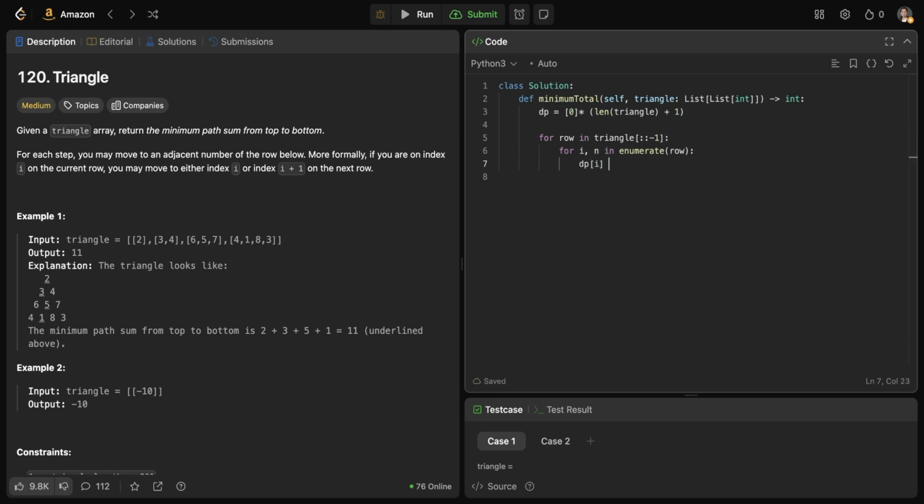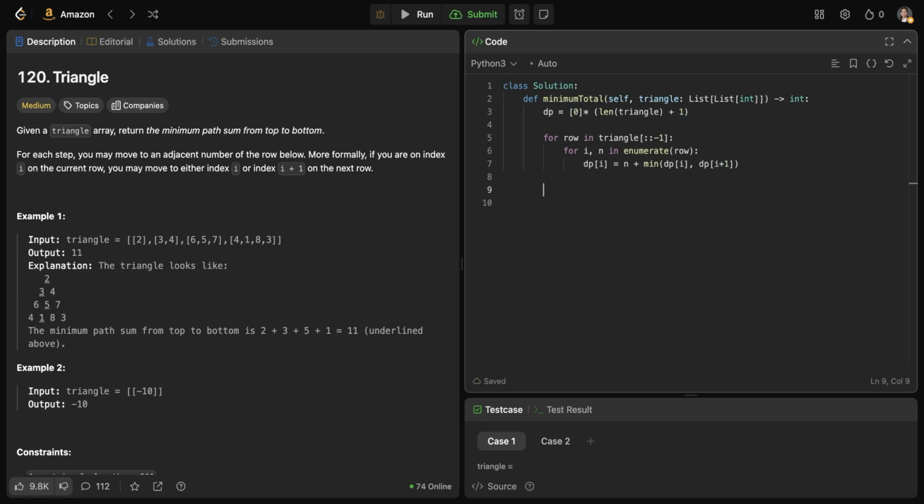So for every row, I will be updating dp[i] by taking the minimum of its children. The children are dp[i] and dp[i+1]. And this minimum I need to add to the current value. The current value is n, which I got from this enumerate. So I'm using the index and the value there. So for i, n in enumerate(row), I'll update dp[i] with n plus the minimum of dp[i] and dp[i+1]. And the entire value I'm storing in dp[i], because I have to keep on updating this DP.